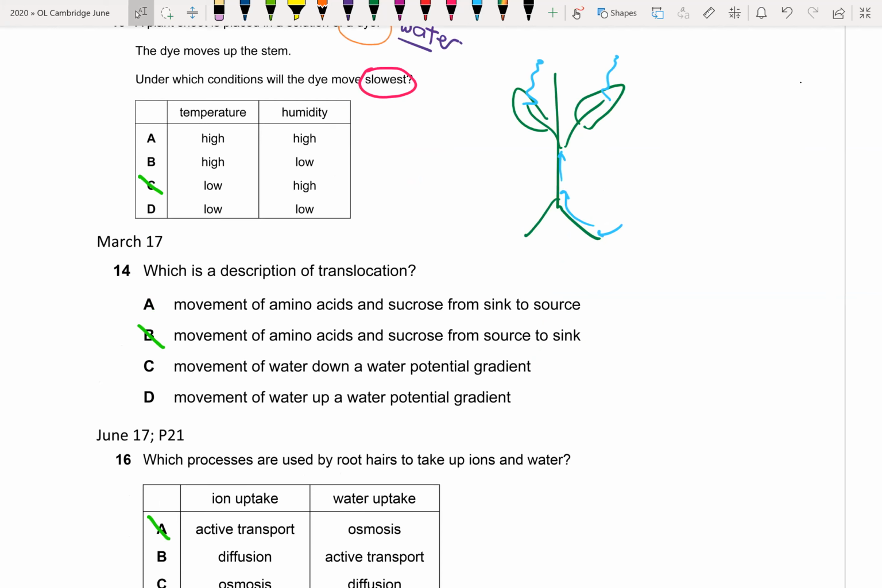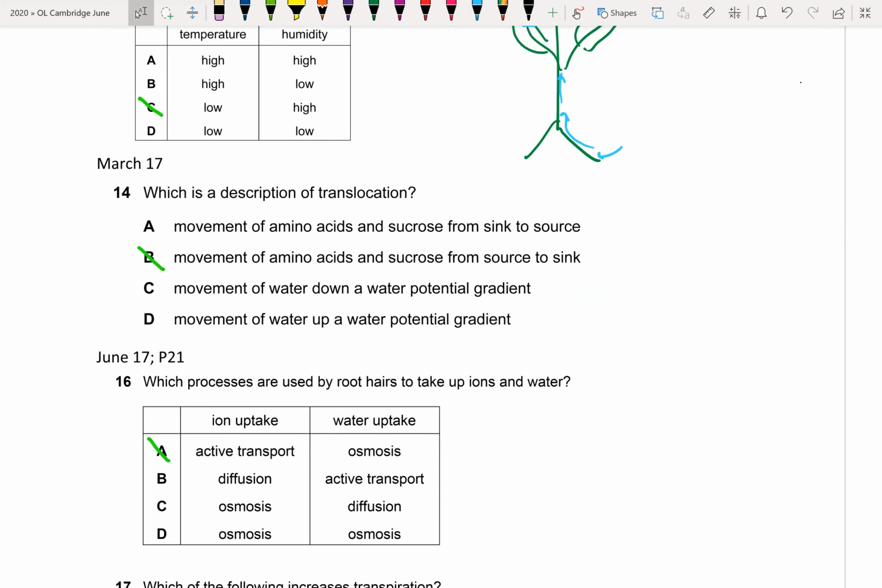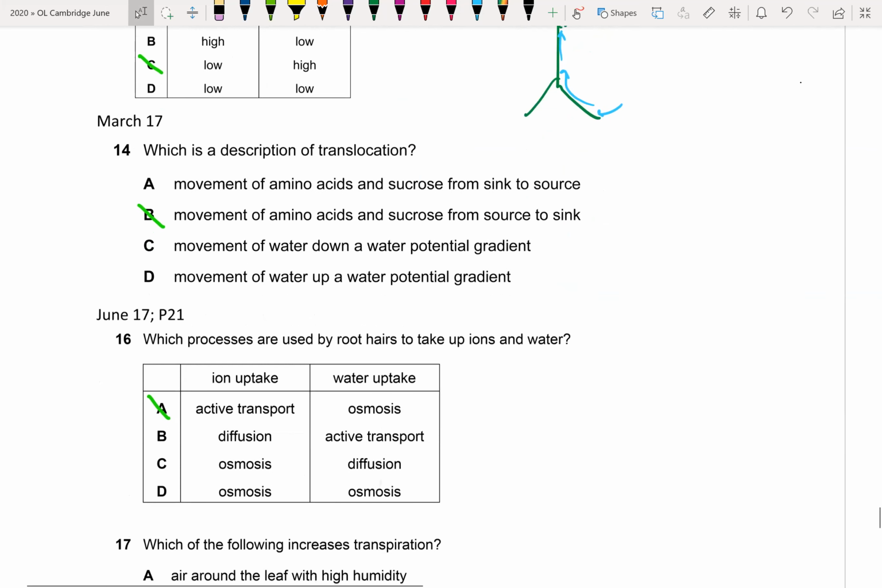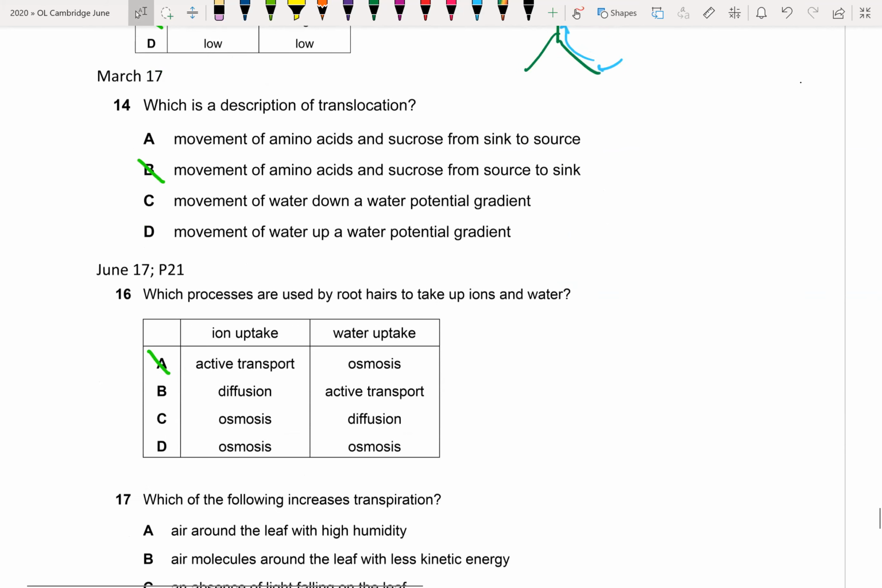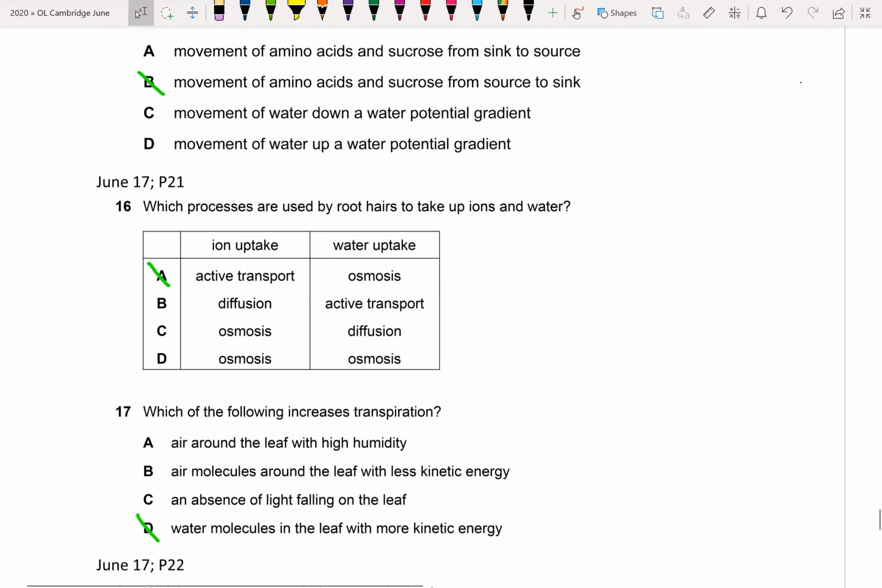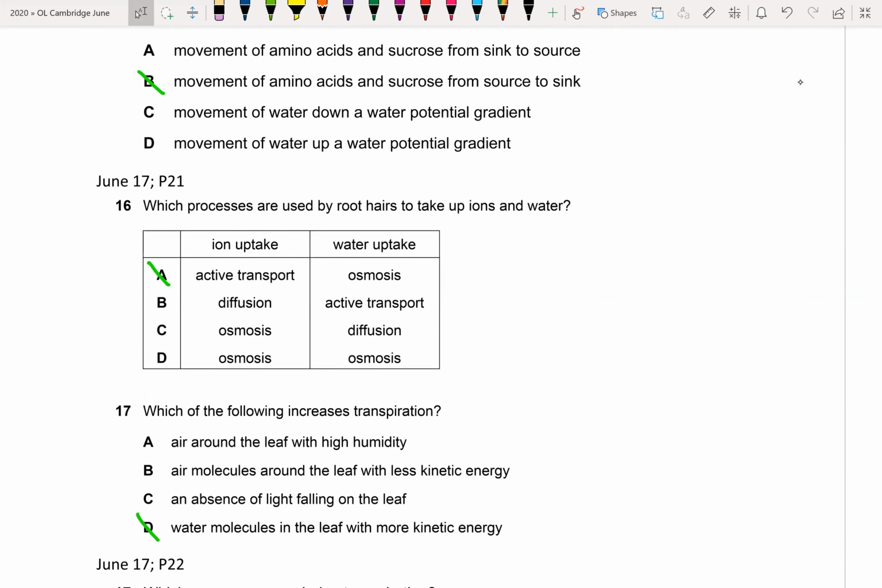Which is a description of translocation, movement of amino acids and sucrose from the source to the sink. Which processes are used by root hairs to take up ions and water? والله يا حضرتك ions اللي هي minerals اللي هي salts بتخش جوه root hair cells by active transport. والووتر بتدخل الروت هير سيل باي اوزموزس. الكلام اللي احنا قلناه over and over.